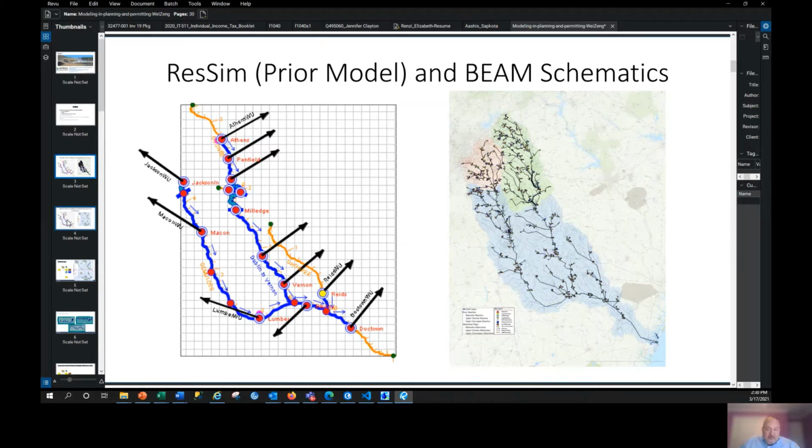On the right, you see the schematic for the OOA BEAM model. The OOA BEAM is constructed using Hazen and Sawyer's OASIS modeling platform. In this model, consumptive use is modeled individually for each water using facility in the basin.